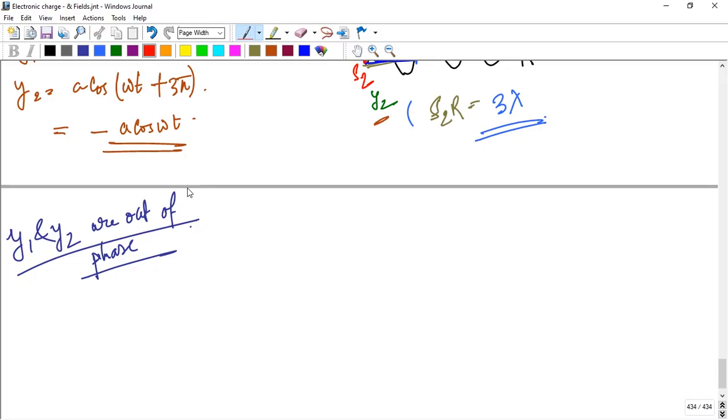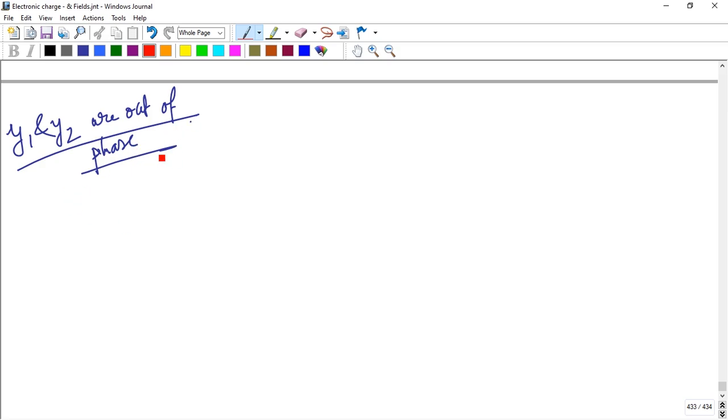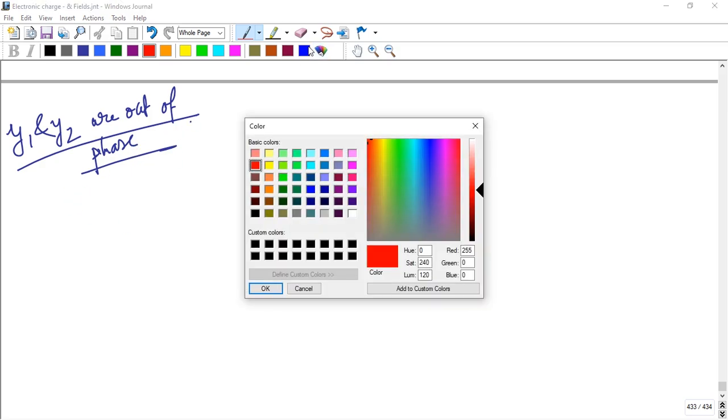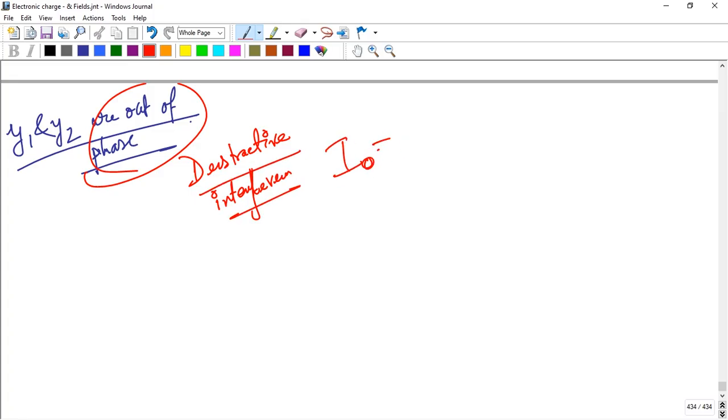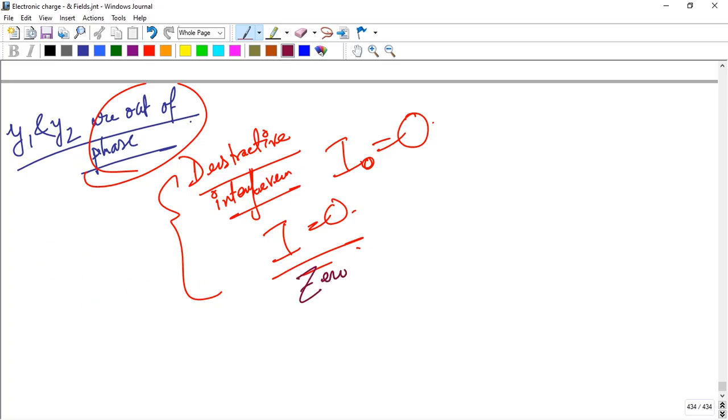If they are out of phase, then the resultant displacement is the difference of them. So out of phase means they create destructive interference. The resultant intensity is 0. The displacement is out of phase, so the total displacement cancels out and gives 0 intensity, which is destructive interference.